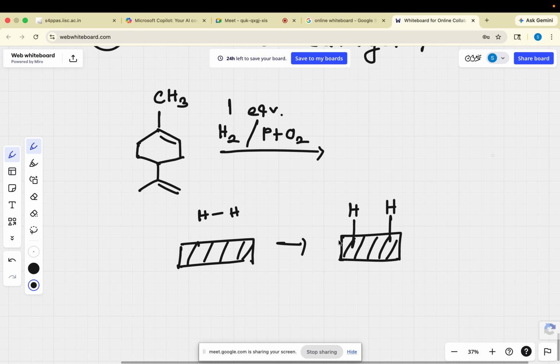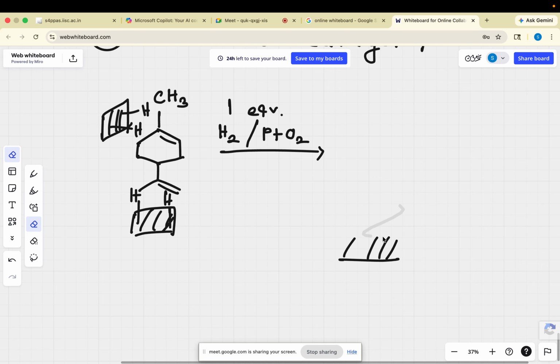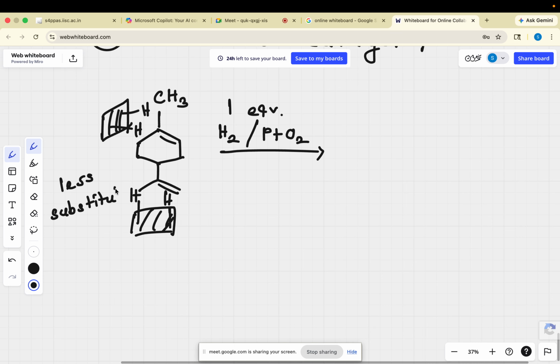So suppose metal surface and these hydrogens are coming to this side, and this metal surface and these hydrogens are coming to this side also. Which one is more feasible? Downside. Why? Because if you have a metal surface, that is already sterically crowded, right? So basically the less substituted double bond will be reduced. Less substituted double bond will be reduced here, not the most substituted one.